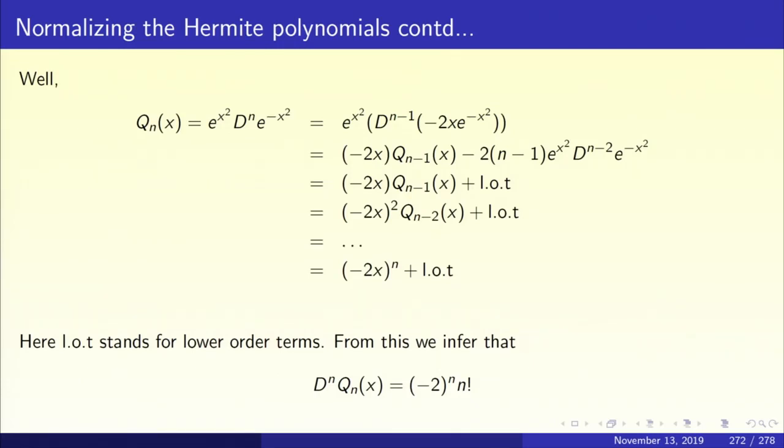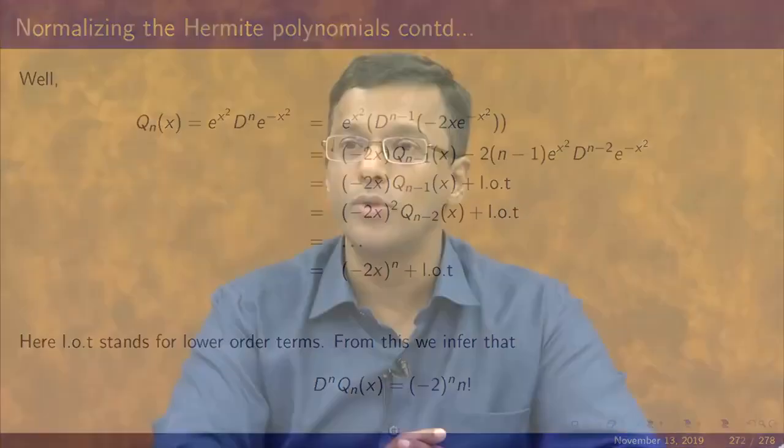So we see that the nth derivative of q_n(x) is simply going to be (minus 2) raised to the power n into n factorial. That's all we get when you differentiate q_n(x) n times. We will need this fact when we do the normalization. Okay, so let us compute now.